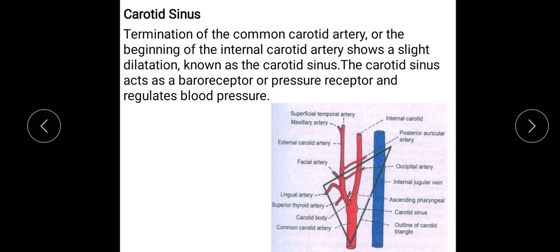And what is the carotid sinus? At the termination of the common carotid artery, or at the beginning of the internal and external carotid arteries, it shows a slight dilatation. This slight dilatation is known as the carotid sinus. This carotid sinus acts as a baroreceptor or pressure receptor that regulates blood pressure.